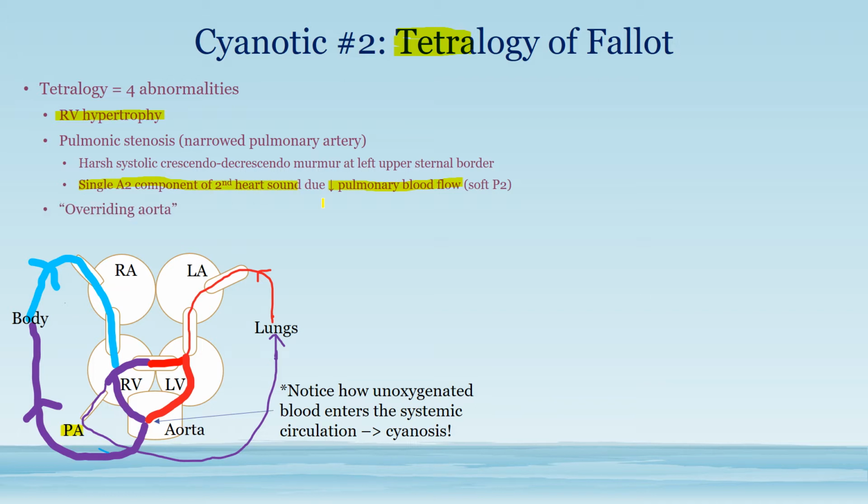You also have an overriding aorta that covers both the right ventricle and the left ventricle, so both of these ventricles can pump blood into the aorta. And finally, you have a VSD, allowing for mixing of blood between the right and left ventricles.